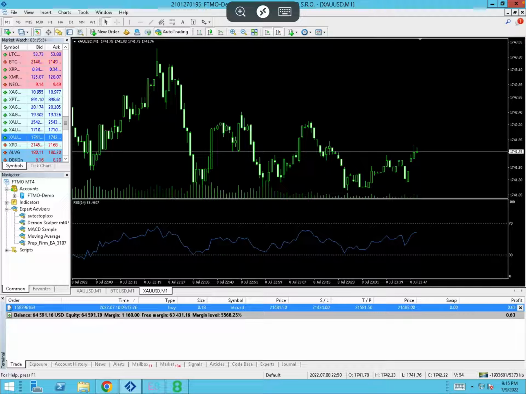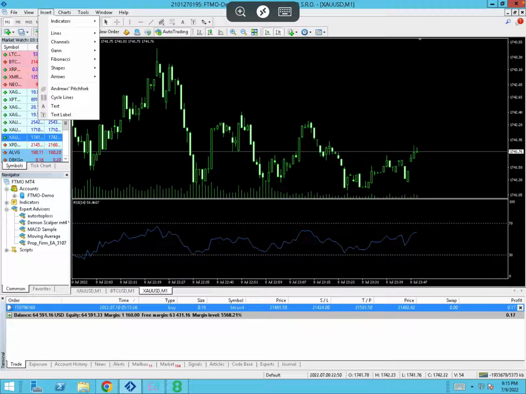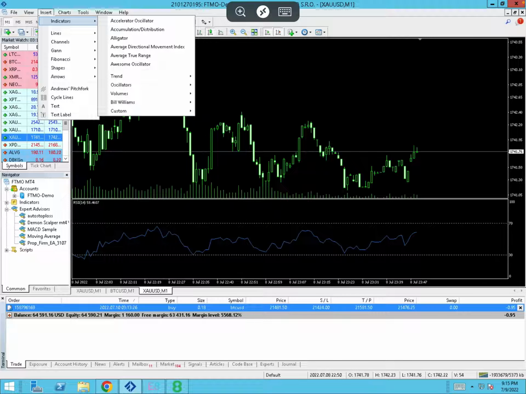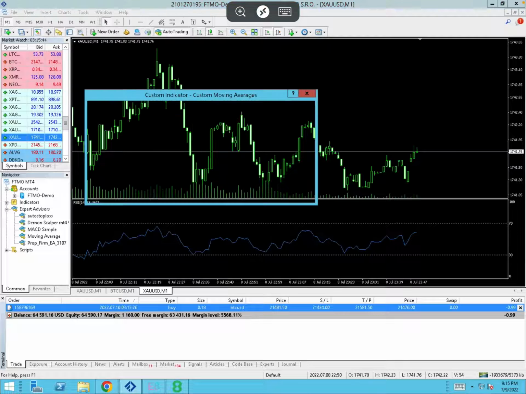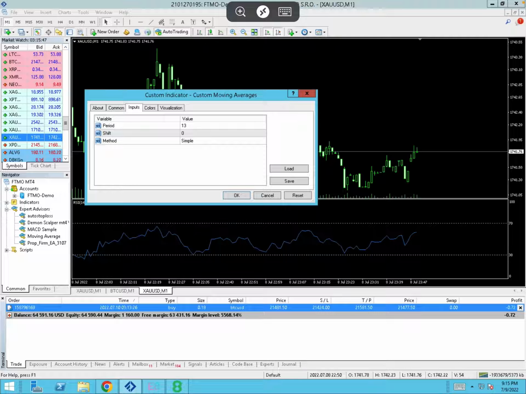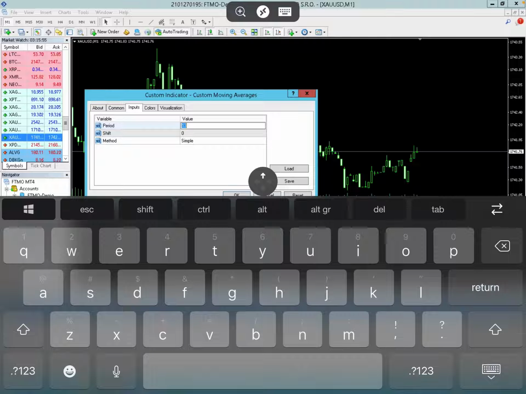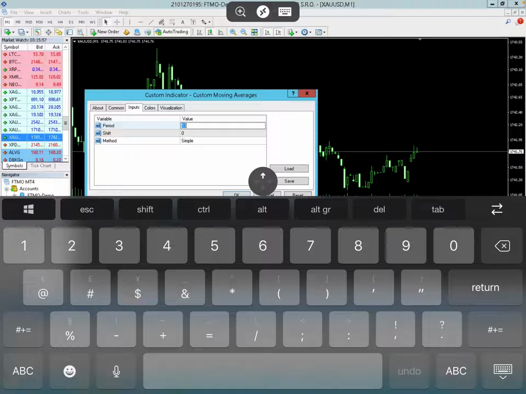So again, we go Insert, indicators, custom, and then custom moving averages right in the middle here. Okay, now this is where we have to start prettying things up. Under 13, we're going to first of all put in our major moving average, that big red line, and we want it out as far as possible to 100. That's our time frame. We don't want simple, we want exponential.